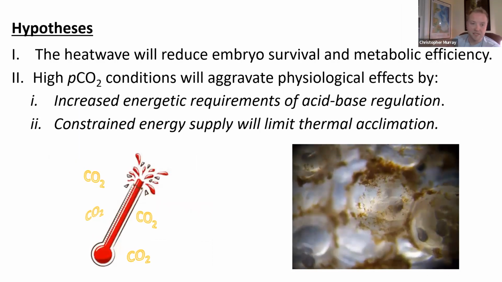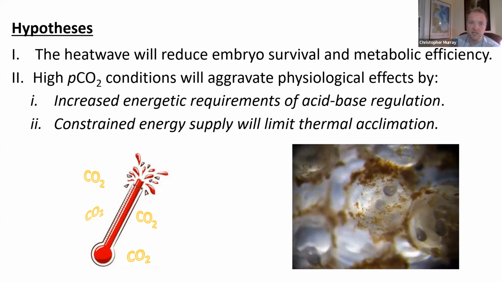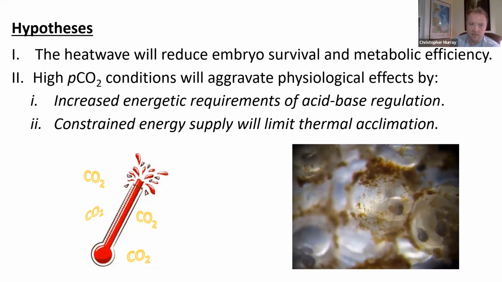So a couple of key hypotheses that we went into this study with. The first is we predict, based on the established thermal reaction norm of Pacific herring embryos, that under the heat wave like I just described, we would see a decrease in survival. And that combined with high CO2, this will aggravate the physiological effects by increasing energetic demands associated with acid-base regulation, while simultaneously constraining the energy supply that's required for rapid thermal acclimation.